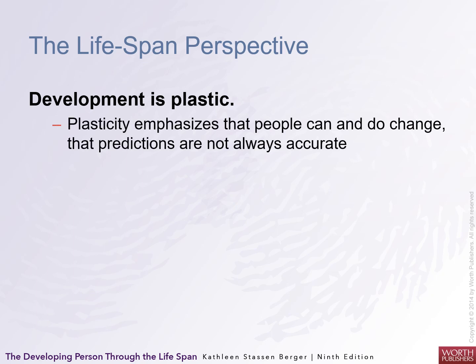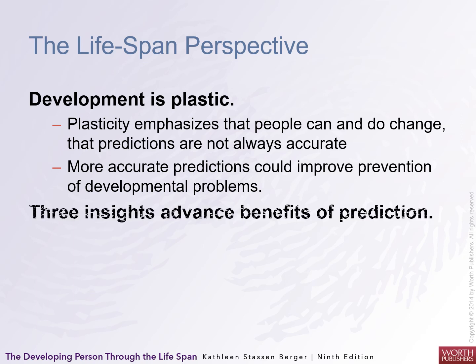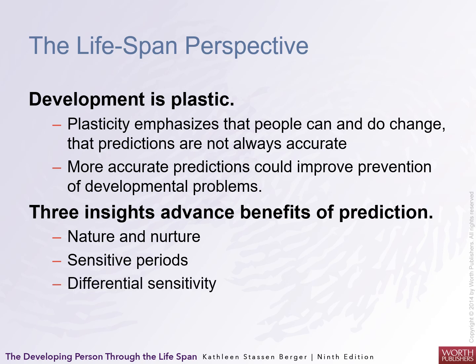Plasticity emphasizes that people can and do change, that predictions are not always accurate. More accurate predictions could improve prevention of developmental problems, but of course those are really hard to predict. Three insights advance benefits of prediction. They include the nature-nurture debate, the sensitive periods, which we just talked about, and differential sensitivity.